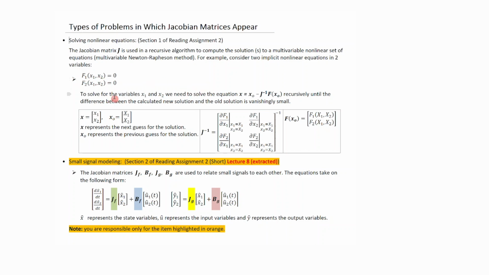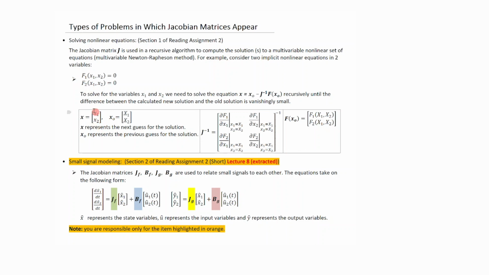All right, so in order to solve for the variables x1, x2, we need to solve the equation x equals x naught minus J inverse. This is the inverse of the Jacobian matrix. And then F evaluated at x naught, basically being the previous value or guess that you had for x1, x2 as being a solution for these two equations. And the x1, x2 subscript lowercase would be based on the next best estimate.